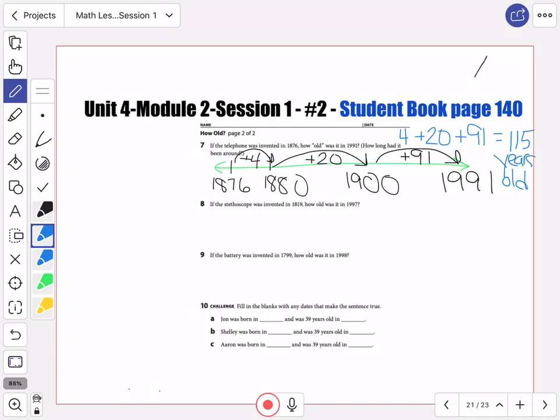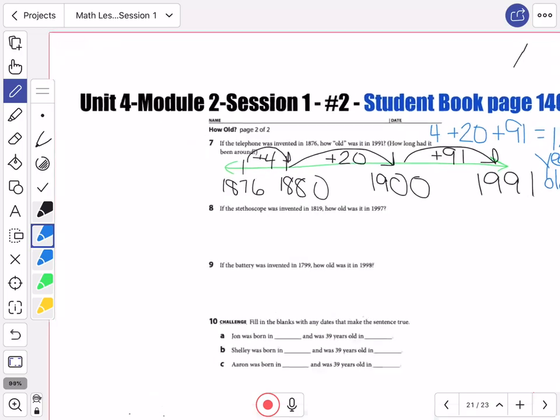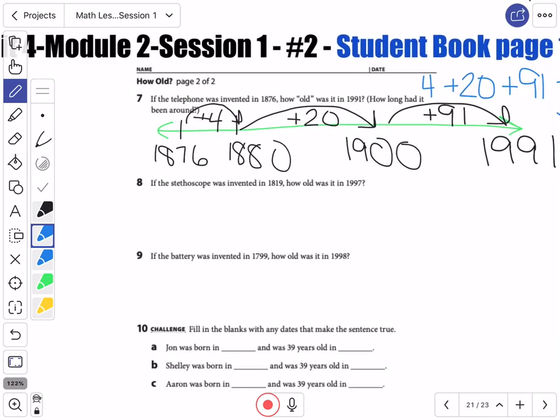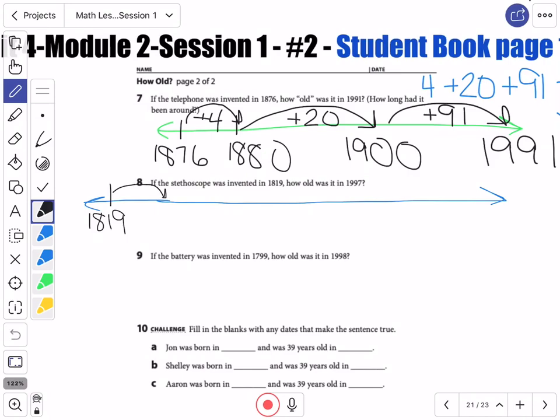So the stethoscope, which was invented in 1819, how old was it in 1997? I'm going to zoom in a little bit here, see if we can make a little bit more space here. Okay, so 1997. So we'll make our number line. We can make it a little bit longer here. All right. So we'll go with 1819. All right, from 1819, I'm going to get to a solid 1820 here. So that's 1 year, right? So we've jumped 1 year so far.